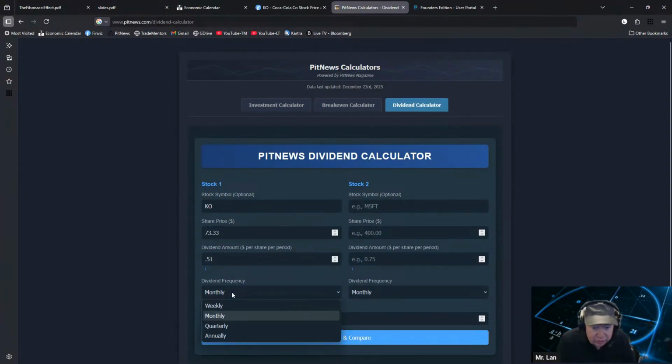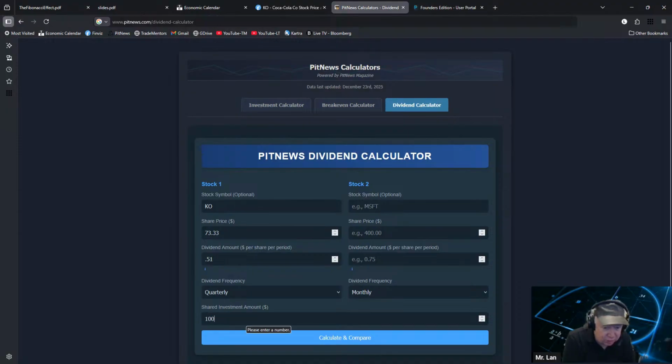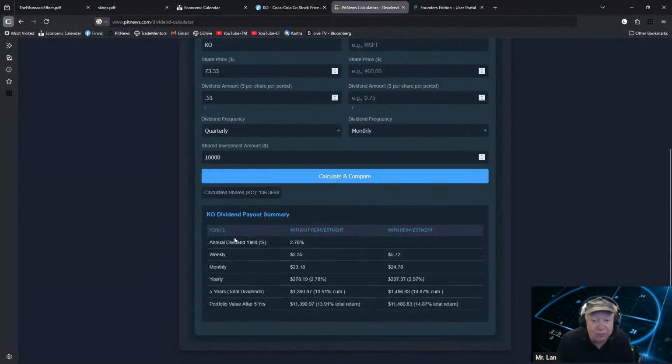And then we know that this one is paid out quarterly, so we put in quarterly, and we're going to invest $10,000. So the same number we did with our little calculator. And you hit calculate, okay? And that's going to give you the little table. So the annual dividend yield is 2.78%. That's about what you get down at Cache Valley Bank. And if you're really just going for the interest rate, you're probably not very wise to put it into Coca-Cola.